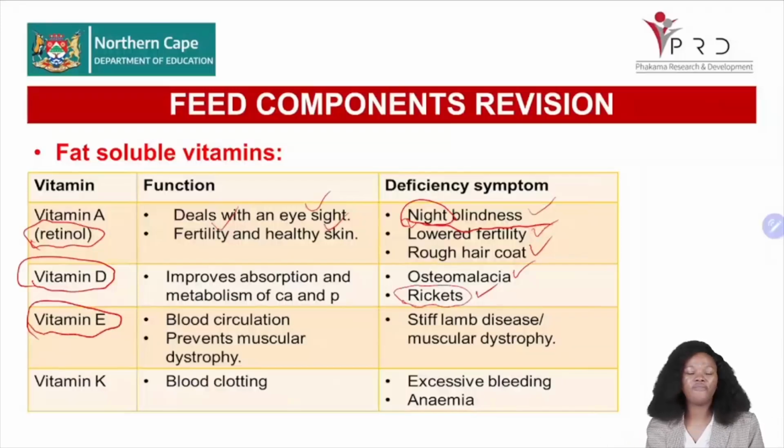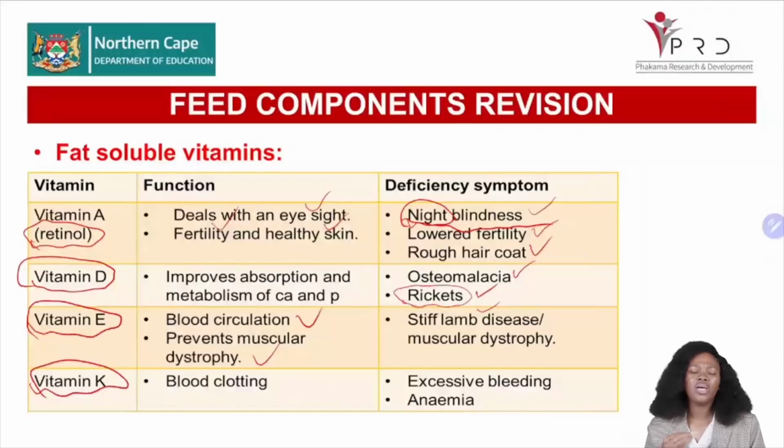Another vitamin that forms part of the fat-soluble vitamins, it is vitamin E that prevents the stiffening of muscles, or that prevents muscular dystrophy. Dystrophy being the stiffness of muscles. Now, vitamin E, blood circulation, and the prevention of muscular dystrophy. I've already indicated what muscular dystrophy is, right? The deficiency symptom will be the stiff limb disease, which is muscular dystrophy, meaning animals will suffer from the stiffness of muscles or the stiffening of muscles.